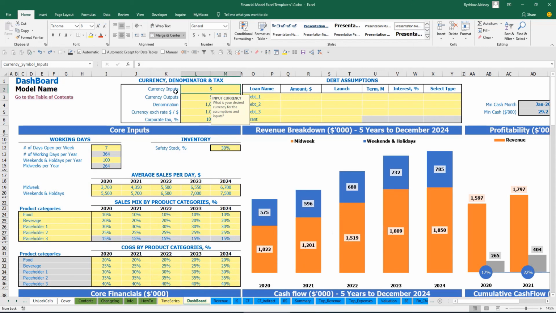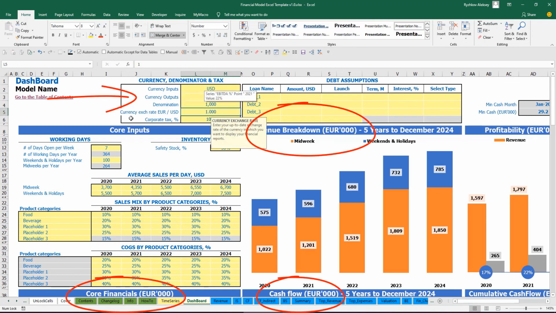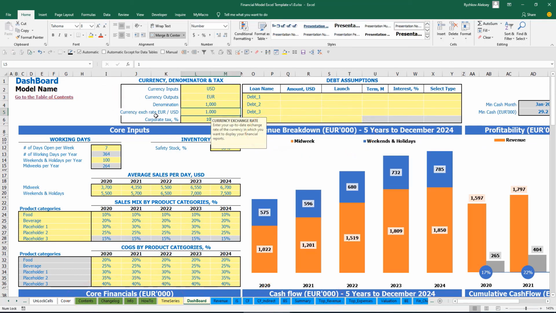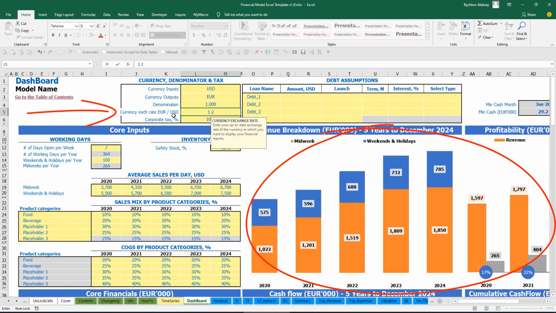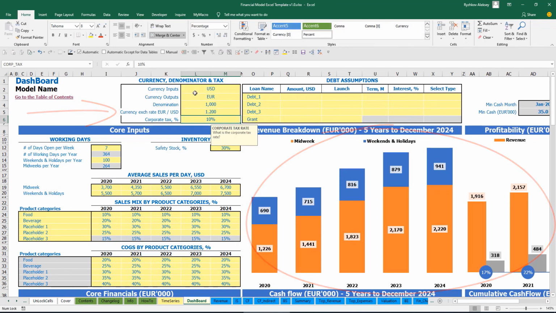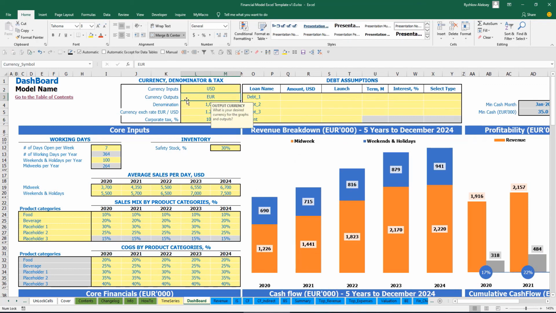On the top of the dashboard you have currency, denomination, and taxes setup. So currency inputs means that you can input all your drivers for the model using one currency. You have currency outputs. It can be the same as currency inputs, and it can be different. So let me give an example. When you input in United States dollars, you have euro as outputs, and for this case you can set up a currency exchange rate. This is 1.2 for example. In this case you will have in the model all your inputs in United States dollars, all your outputs in euros, and there will be a conversion rate between currency inputs and currency outputs.